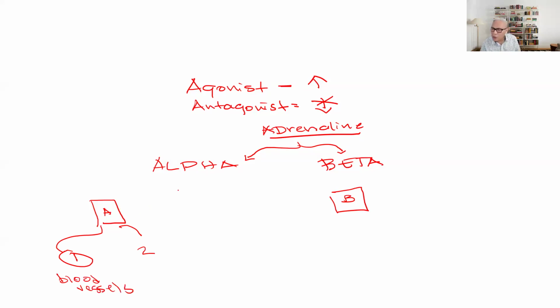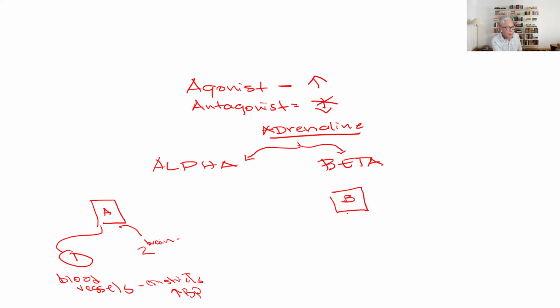What is the action of adrenaline on blood vessels? It constricts them. So if it constricts them, there's going to be an increase in blood pressure. Your alpha 2 receptors are more abundant in the brain and other areas of the body, but we're more interested in alpha 1 receptors at this time.